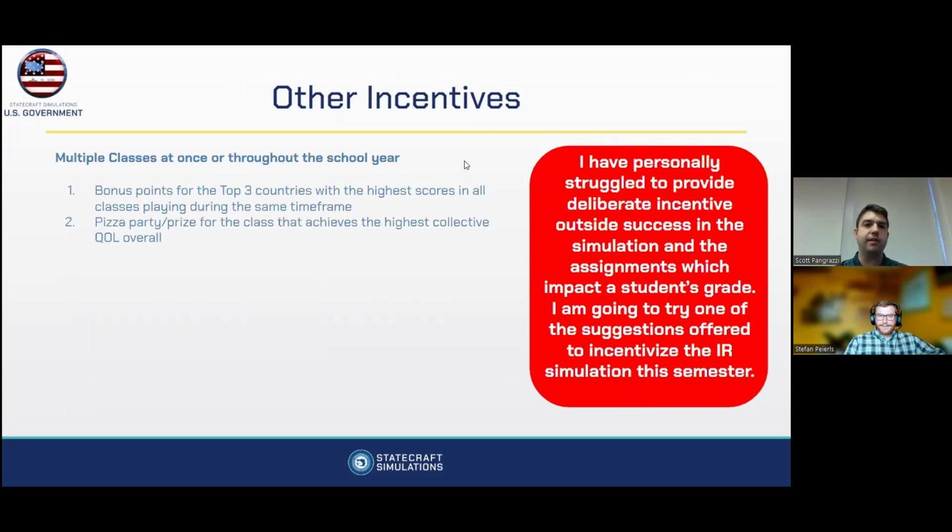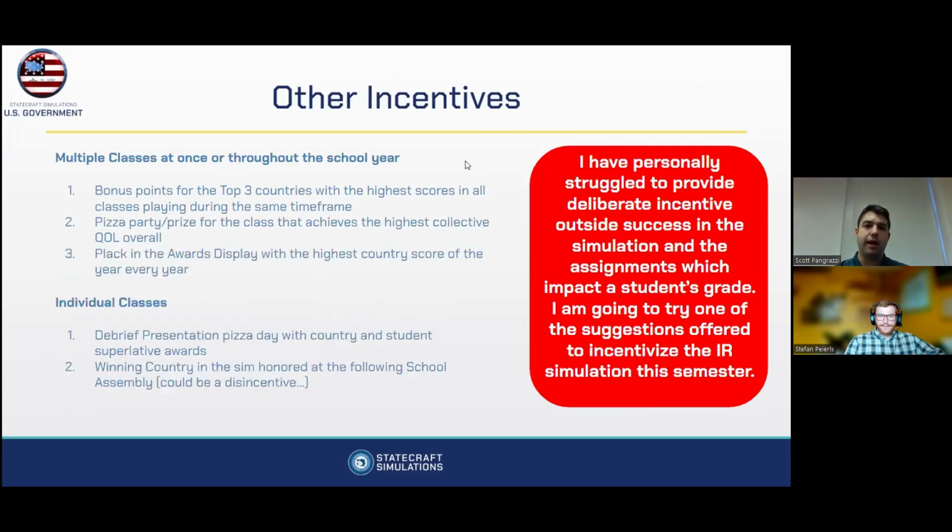In terms of other assessments, I did want to put up, again, the IR examples from Stefan's portion of the presentation, because I think they're really great ideas. I just put a little note here to the side and say, I personally struggle with this: to provide deliberate incentive outside of success in the simulation. And then again, extrinsically, the assignments that impact a student's grade.